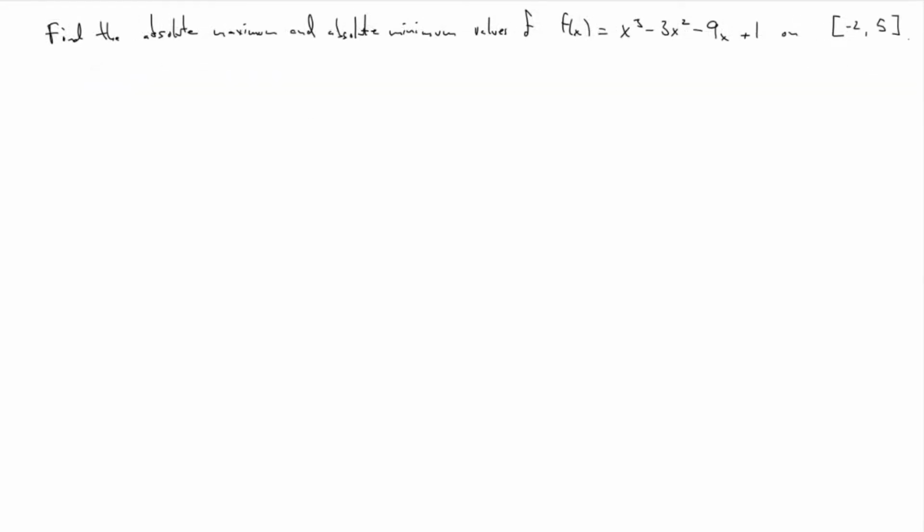Okay, you try this one. Find the absolute maximum and minimum values of the function f of x equals x cubed minus 3x squared minus 9x plus 1 on the closed interval from -2 to 5. So pause the video, take a minute or two, see if you can answer this question, and when you're ready, start it back up.